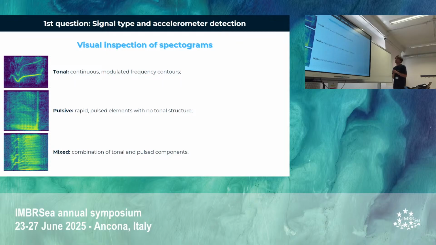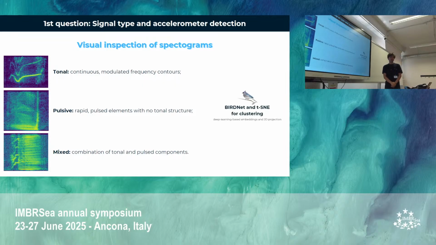Later, we did a visual inspection of the spectrograms to classify them according to their signal type, to answer our first question. We divided them into 3 categories: tonal sounds, pulsive ones, and mixed, where you have both structures. Now you're going to hear each of these sounds one after the other, and you can see they are very different. As you can see, it varies a lot within the song units.